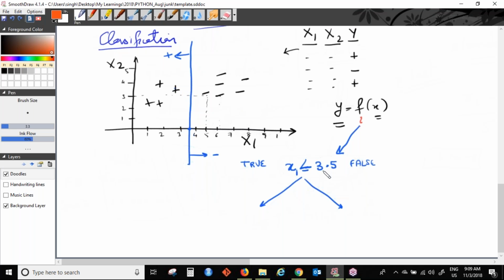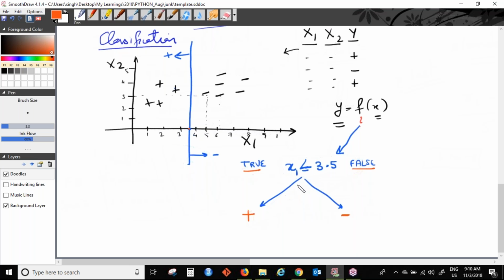Okay, now this decision that you have taken, this function, x1 is less than 3.5, can either be true or it can be false. Now if this is true, what do you get? You get plus. So I'll write plus here. And if this is false, you get a minus. So this is your function f, which tells that if x1 is less than this particular point, what you have is all plus. If x1 is not less than 3.5, what you have is all minus.